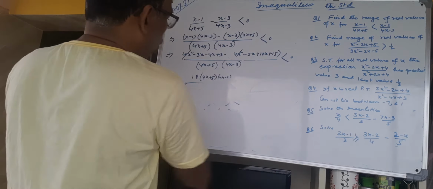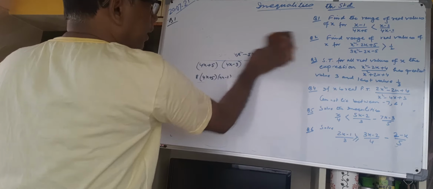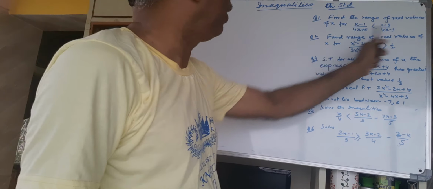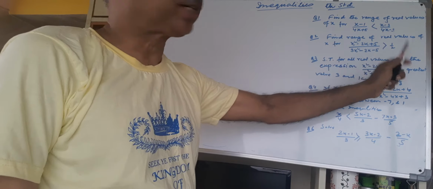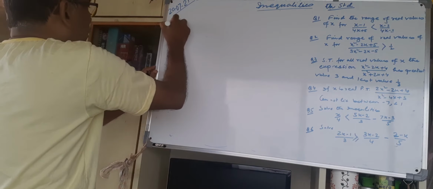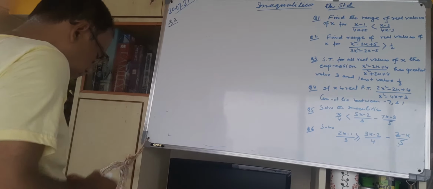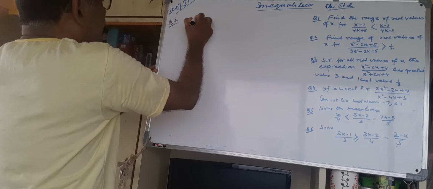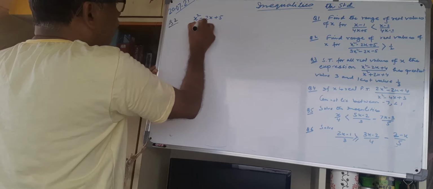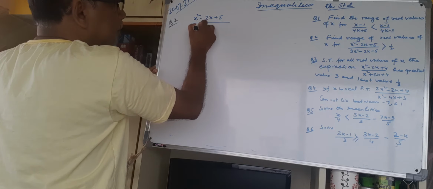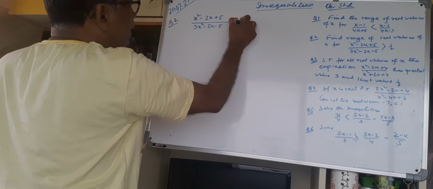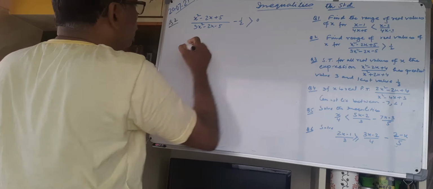Next, sum number 2. Let's do sum number 2 here. That is the same kind of sum. Find the range of the real value of x for this expression. Similarly, just like the previous sum, take the left hand side. Question number 2. (x square minus 2x plus 5) over (3x square minus 2x minus 5) minus half greater than 0.